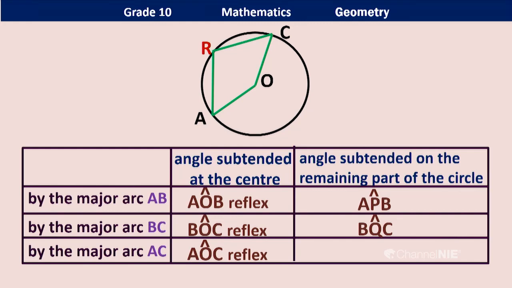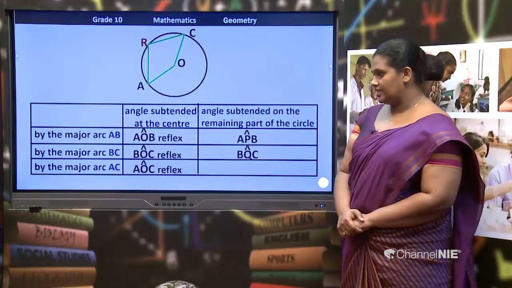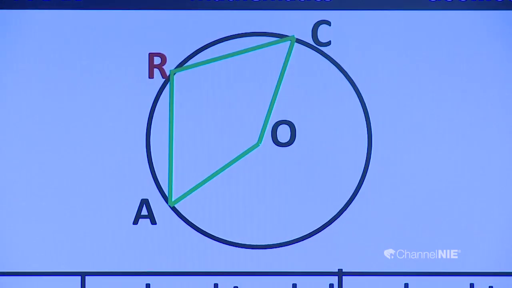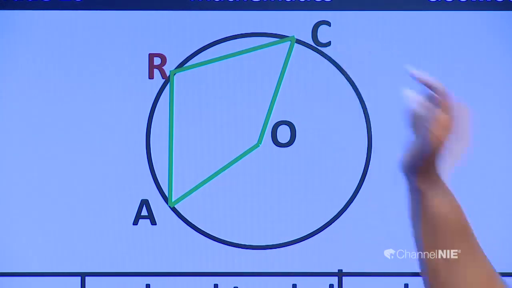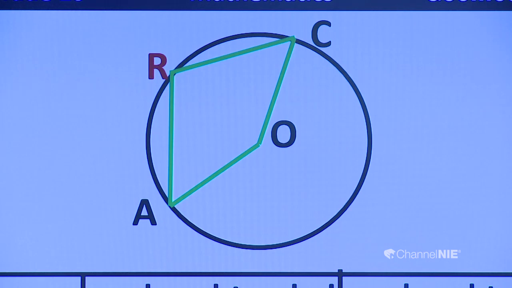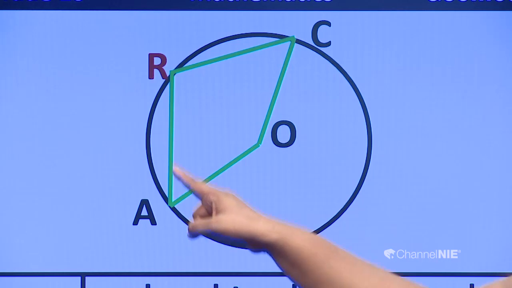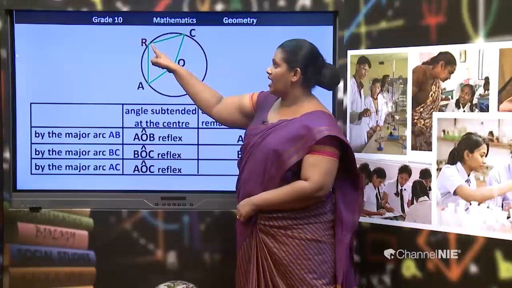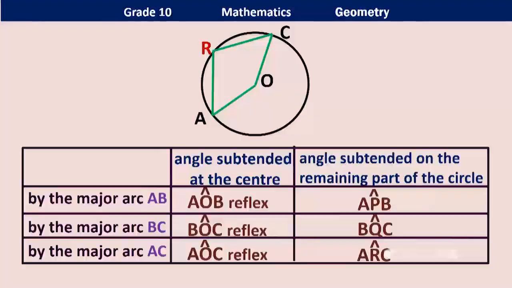Finally, the angle subtended on the remaining part of the circle by the major arc AC. Now, we will understand what the major arc AC is. Once again, this is major arc AC. Now, what is the angle subtended on the remaining part of the circle? This is the remaining part. So, the angle subtended on the remaining part of the circle by the major arc AC is angle ABC. So, we will mention that also.